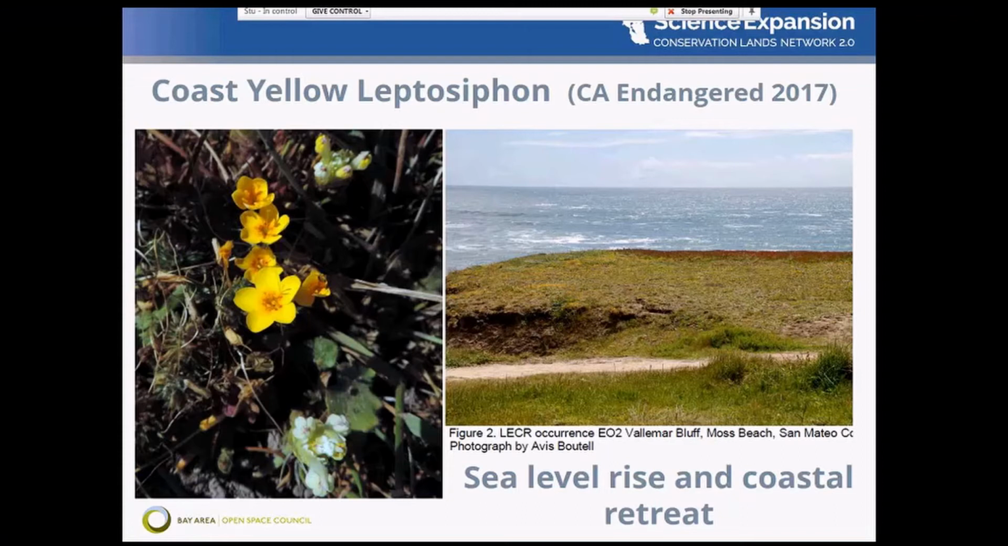We think this species really represents risks of sea level rise and coastal retreats. There's been a lot of emphasis on what happens around San Francisco Bay, but on the outer coast, every foot of sea level rise can lead to 50 to 150 feet of coastal retreat. So that's an issue we think needs a lot of attention.